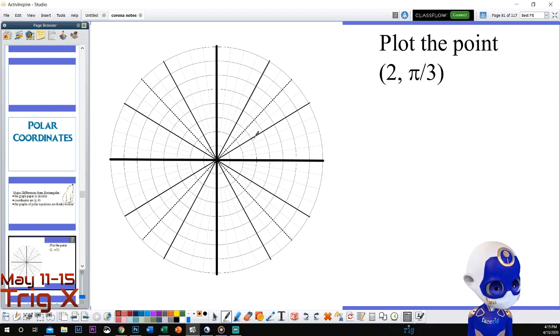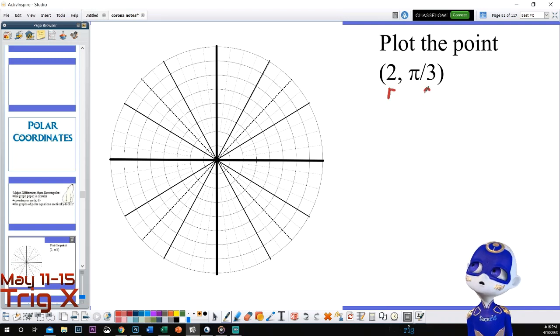Then everything else is counted by 6. So there's pi over 6, 2 pi over 6, which is pi over 3. 3 pi over 6, which is pi over 2, 4 pi over 6, which is 2 pi over 3, 5 pi over 6, 6 pi over 6, which is pi, 7 pi over 6, 8 pi over 6, 9 pi over 6, 10 pi over 6, 11 pi over 6. You've got it by now. All right, so now let's move on.